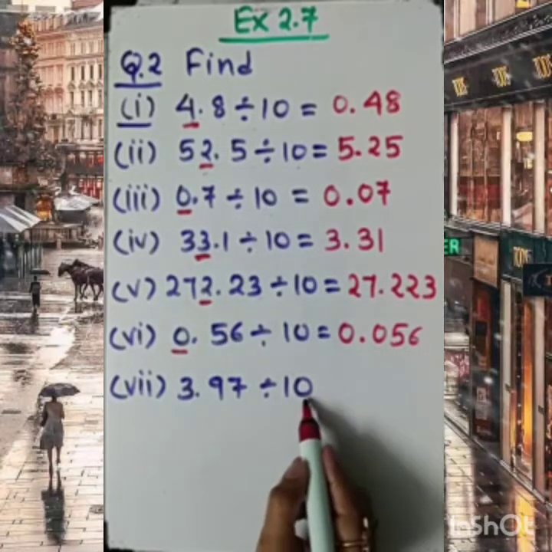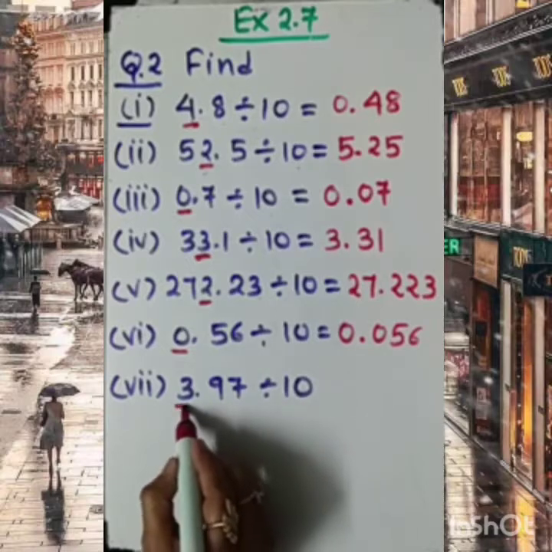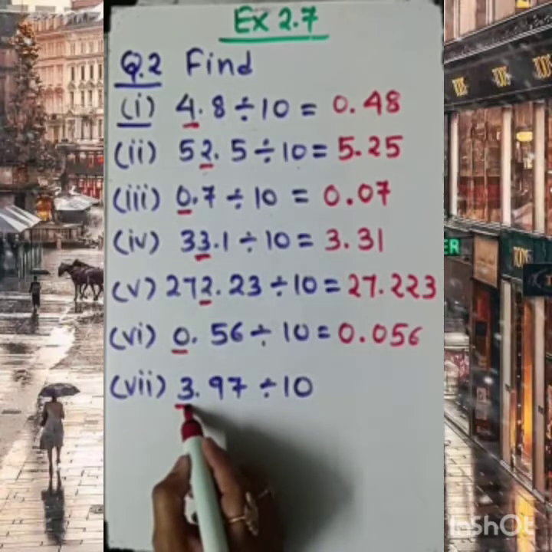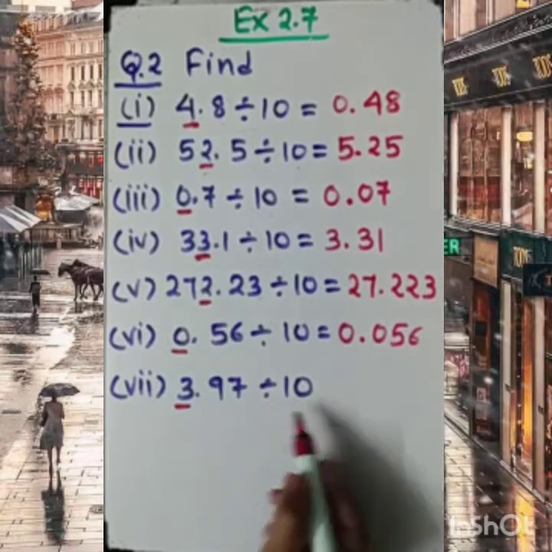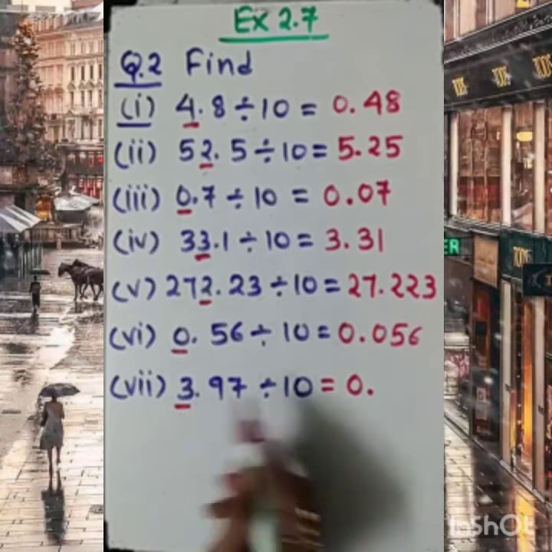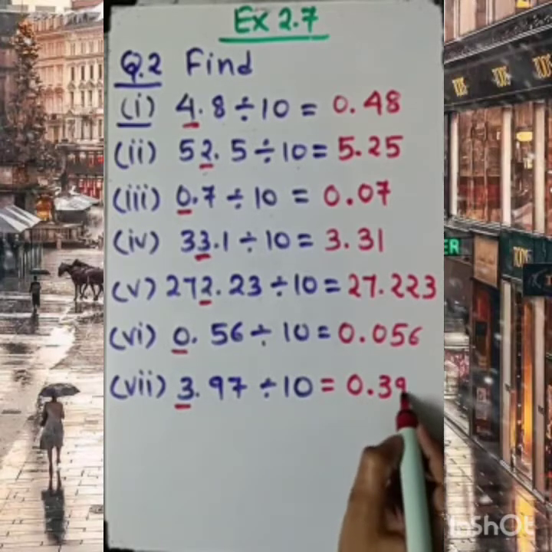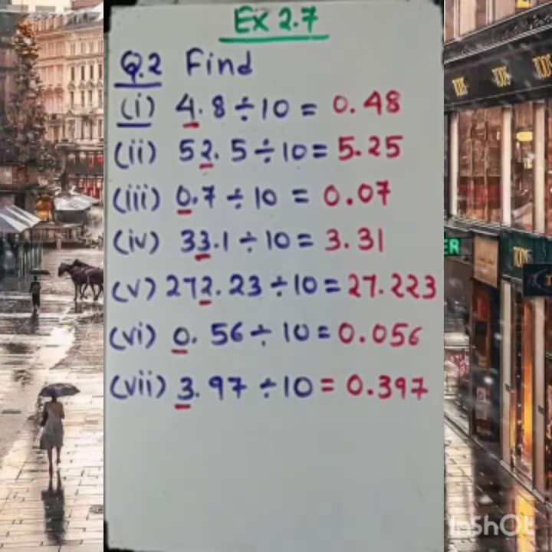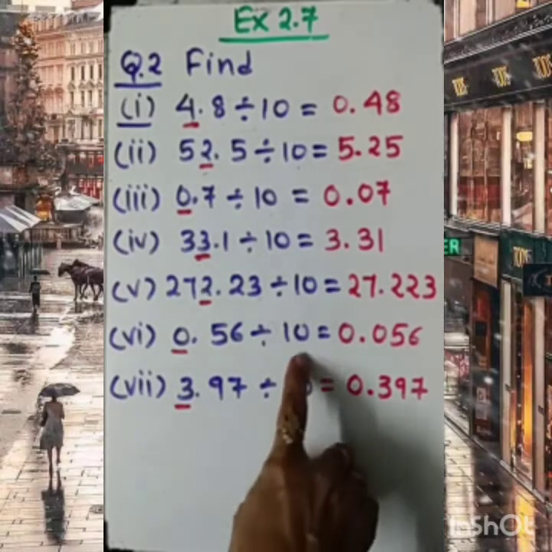Again here I am going to divide by 10, before the decimal only one digit, this 3. So this also I am shifting to this side. After division I need to write 0. This 3 shifted to this side, so it will be 0.397. So my dear student, this is the only shifting of one digit when we are going to divide by 10. Clear to you? Now I would like to explain how we can go with the second, means when we are given 100 to divide.